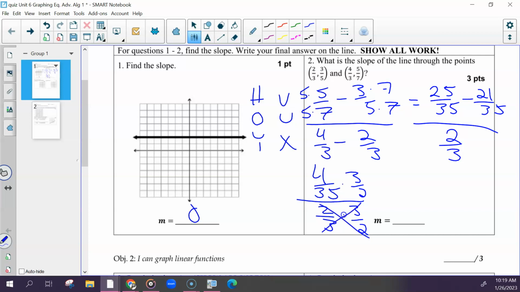This would cancel in your denominator, and this would give you 12 over 70, or 6 over 35. That was your final answer. So, did you set it up correctly, show all your work, and then get the correct answer? Questions on that one?